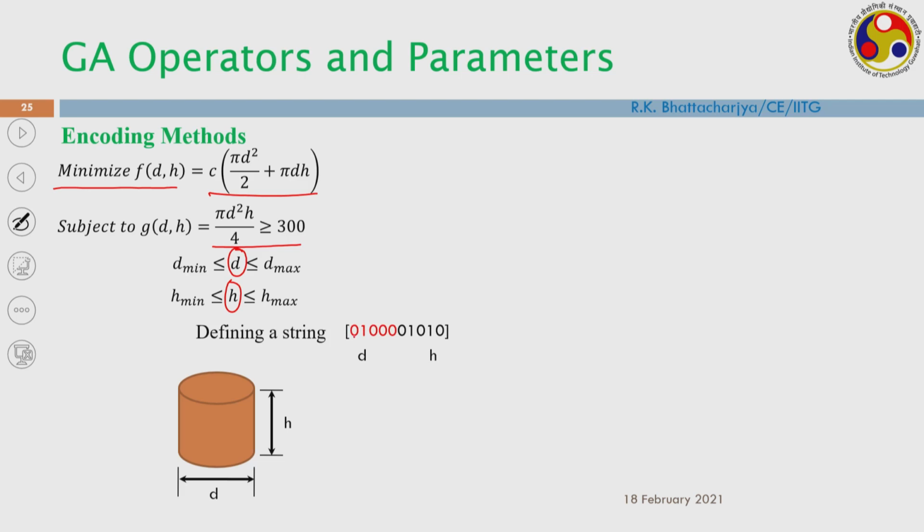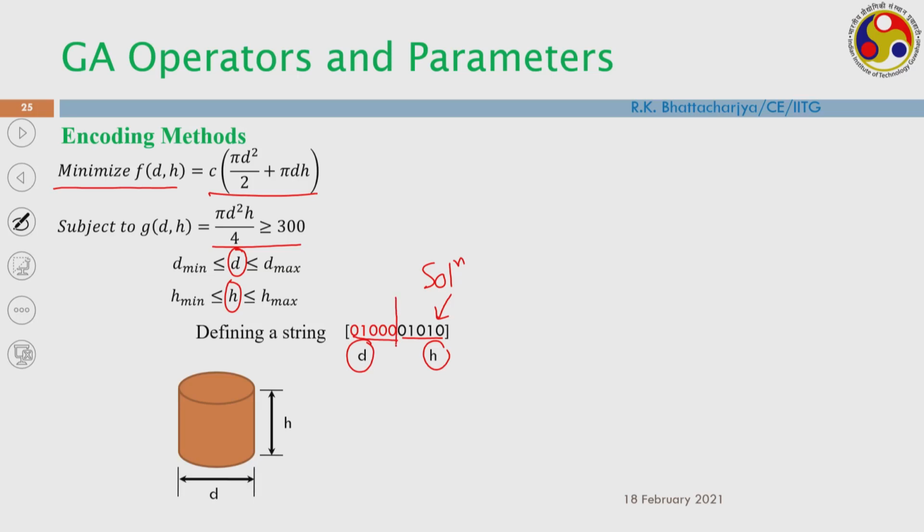So, what I am doing? I am using total 5 bits here to represent the variable d, another 5 bits to represent the variable h. So, this is the solution string basically. Now I am defining just like a chromosome here. This is a chromosome and these are the genes of this particular chromosome. When you decode that one, what will happen?